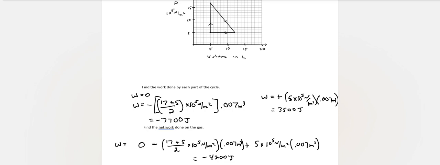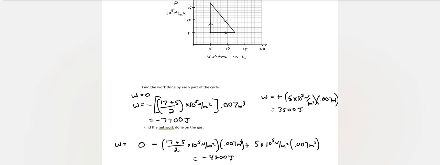So the trapezoidal area, remember, is left plus right divided by 2 times the width. And I have written those out right here. The left-hand side of that trapezoid, I believe, is 17 times 10 to the 5th newtons per square meter high. The right is 5 times 10 to the 5th newtons per square meter high. Divide by 2, times the change in volume. Now, it looks to me like we're going from 12 liters to 5 liters, so the change in volume is 0.007 cubic meters.